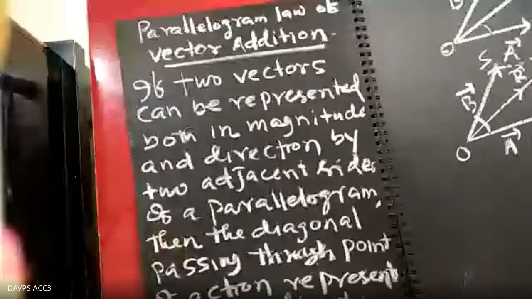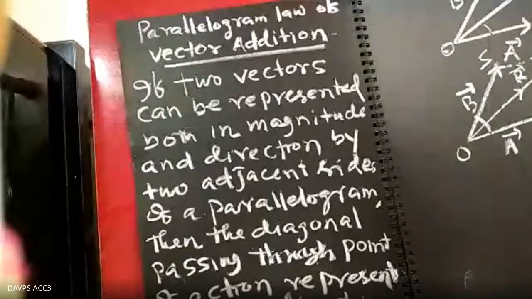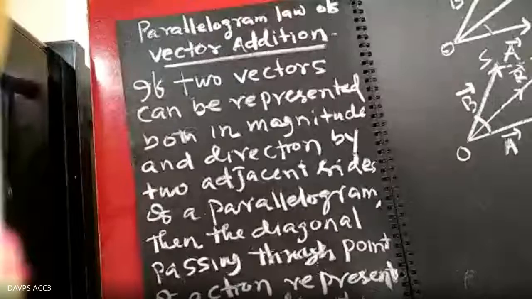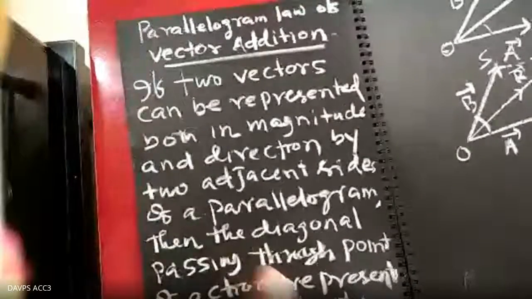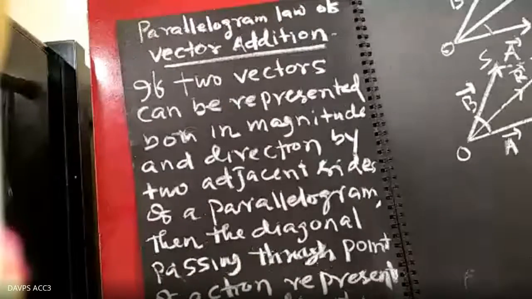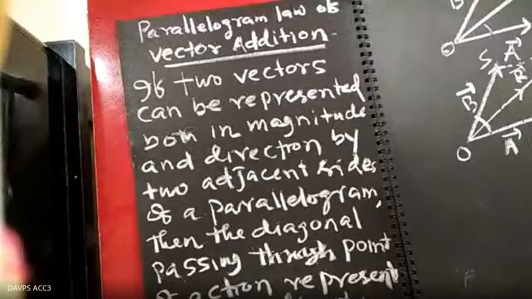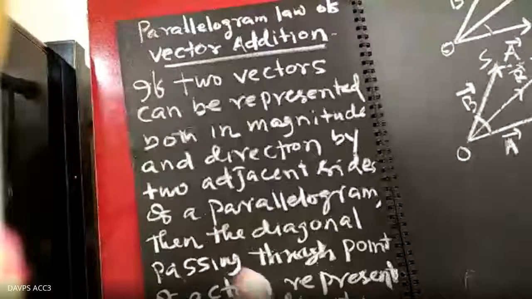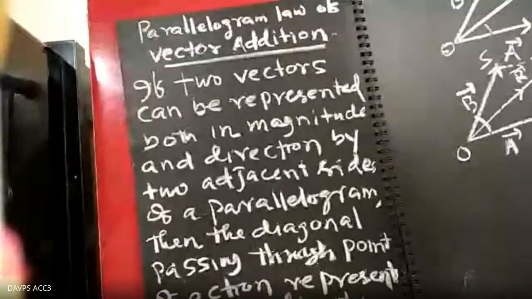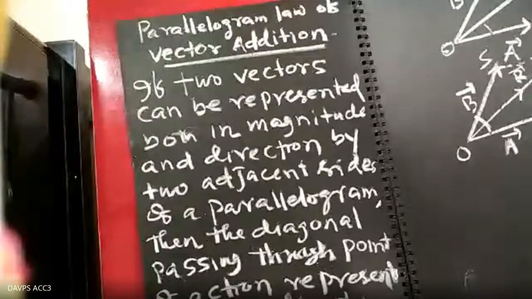The difference is that in the triangular vector addition, we represent the two vectors acting on the body by means of two sides of a triangle taken in the same order, and the third side, taken in the opposite order, represents their resultant. But in the parallelogram law of vector addition, these two vectors are represented by the two adjacent sides of a parallelogram, and the diagonal passing through the point of action represents their resultant.